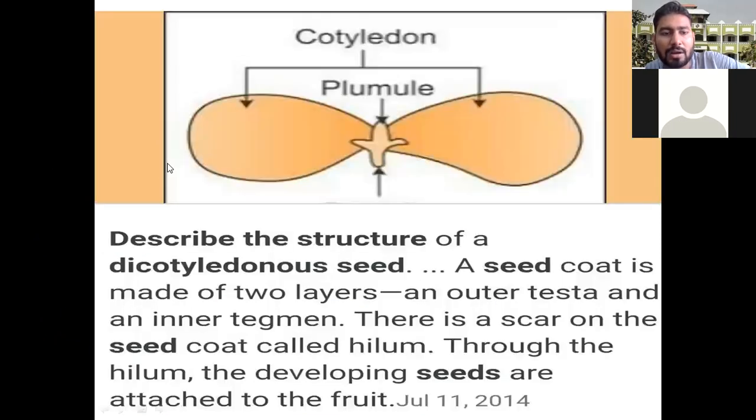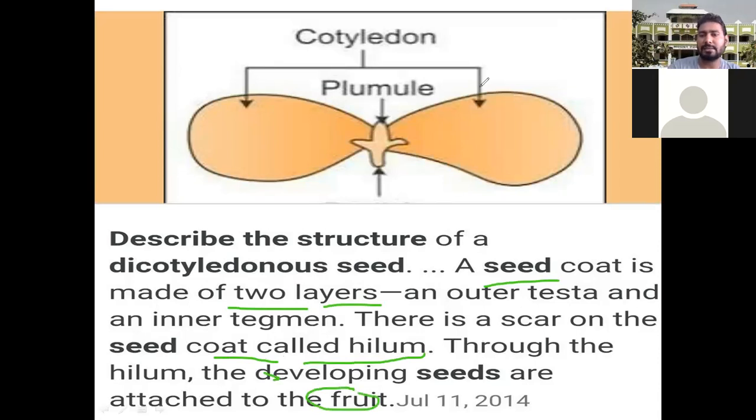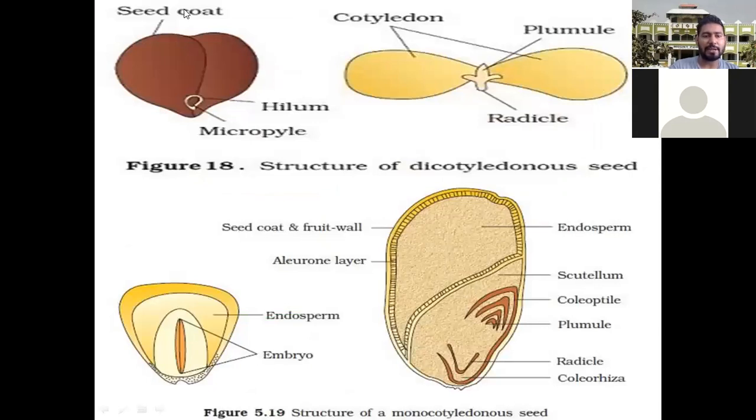Now you can see the structure of the dicot seed, with cotyledons and plumule. Describe the structure of a dicotyledonous seed. The seed coat is made up of two layers, as I told you already, and it has a scar known as the hilum, through which it was attached to the fruit. This is the figure given in your NCERT, showing the structure of dicot and monocot seed.